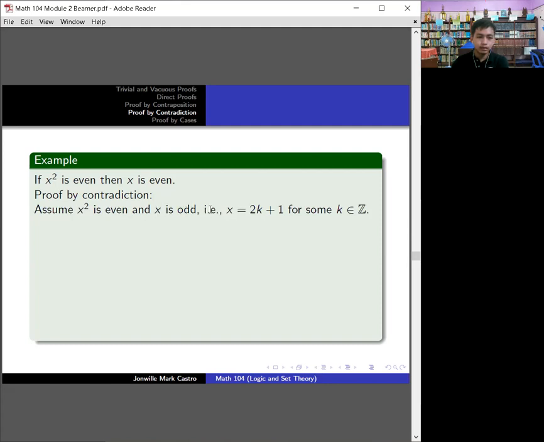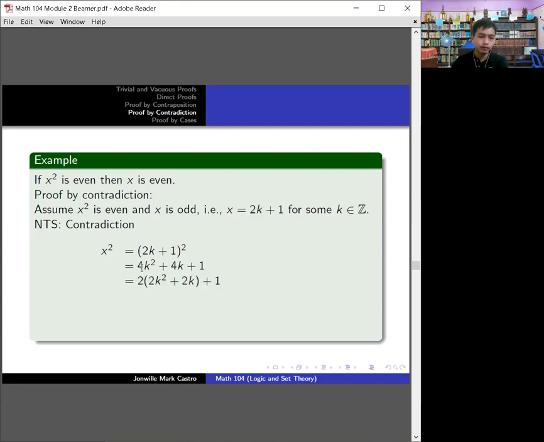So x is equal to 2k plus 1 by definition of an odd integer. Need to show contradiction. So x squared is equal to (2k plus 1) squared. Why? Because x is odd by assumption. Then, let's expand this. We have 4k squared plus 4k plus 1.